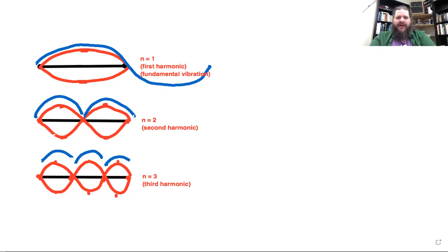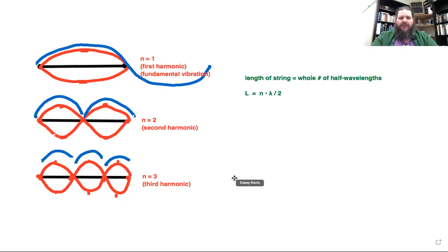Length of the string, let's call that L. A whole number, let's call that n. And then half wavelength would be lambda over 2. So in general, L, the length of the string, has to be a whole number of half wavelengths. And n in this case ends up just being the harmonic number, which harmonic we're talking about. Any questions on that so far?